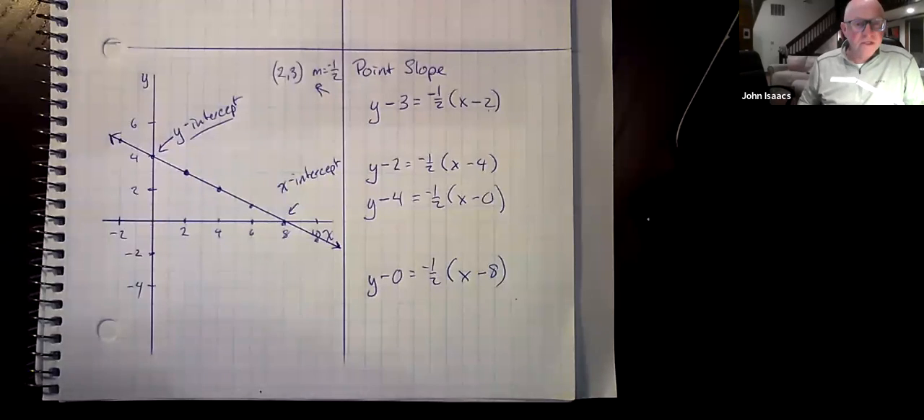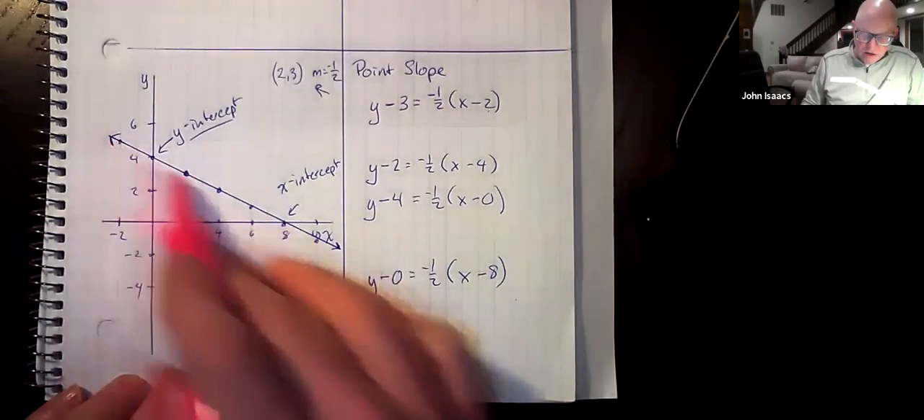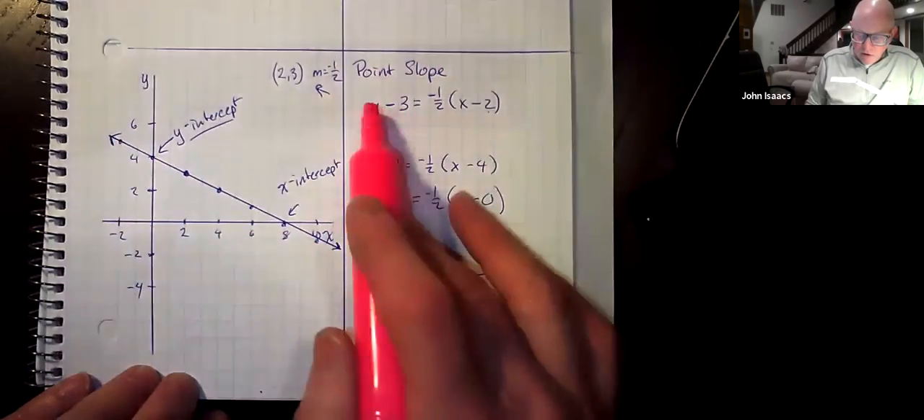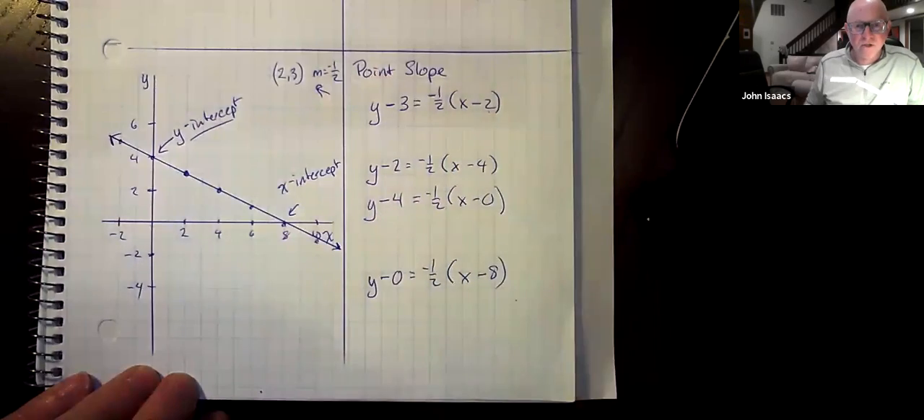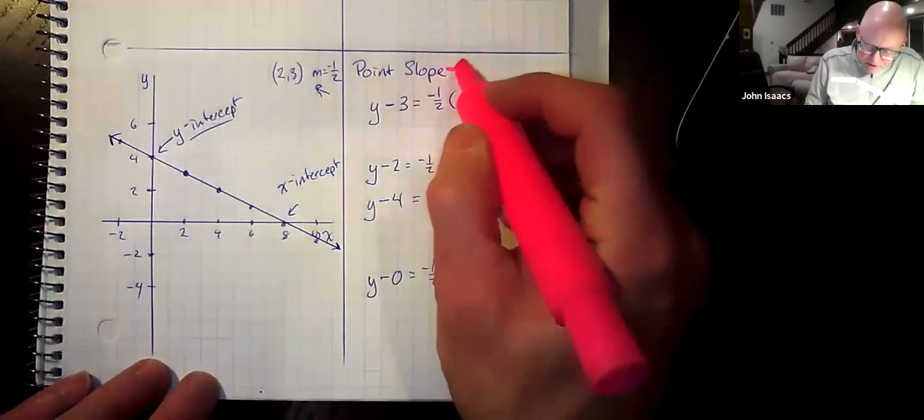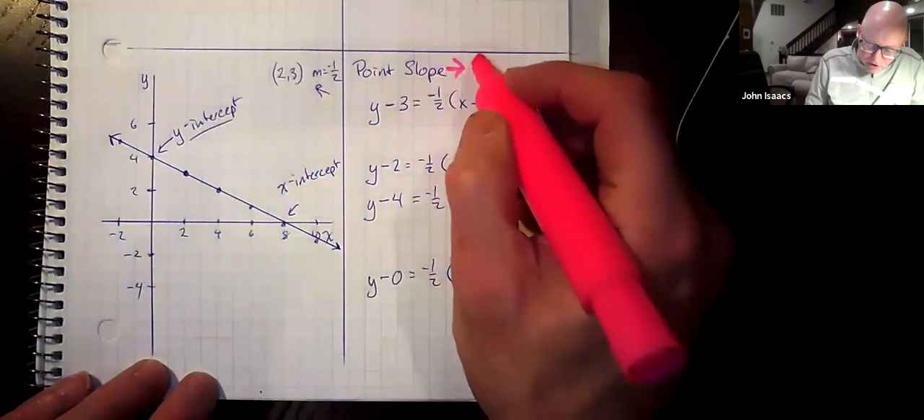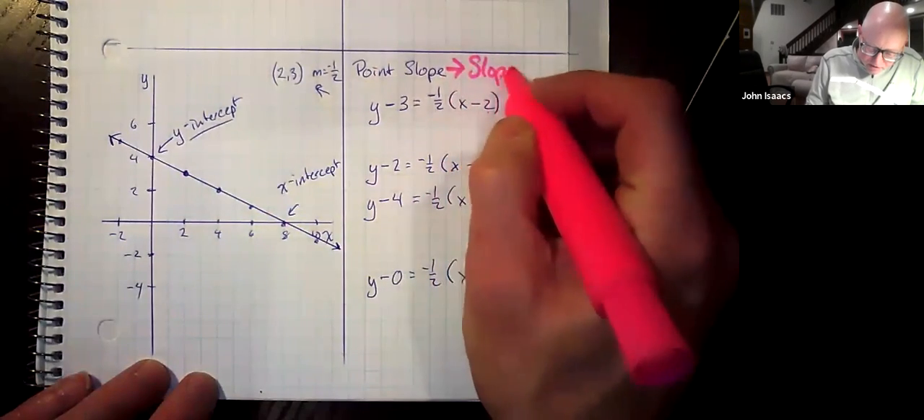So here we are, continuing where we were from the last video. We had the graph of this line in point slope form, and we had all these equations, these four equations that all represented the same line. Now I'm going to talk about, instead of point slope form, slope intercept.